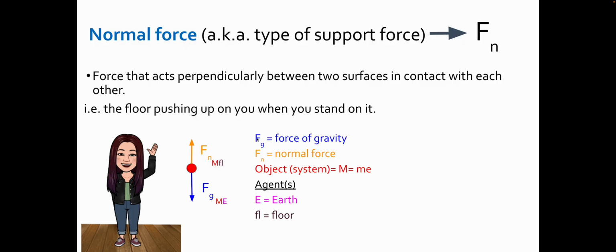So here is my key. Fg equals force of gravity. Fn represents normal force. My object or my system is represented by the letter M, which really just means me. And who's pushing or pulling on me? The E for earth and FL for floor. Okay? One more thing. Because I'm not floating up or sinking down, because these forces are balanced, I'm going to put these little congruency marks. So when we say forces are balanced, we're saying when we add up all the forces acting on the system, they equal zero. Net force equals zero means the same thing as balanced forces.